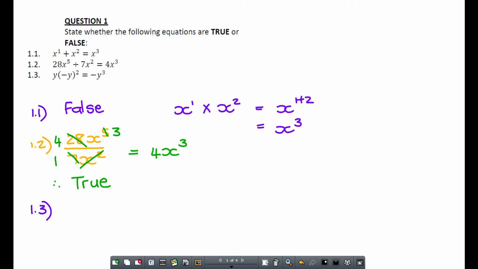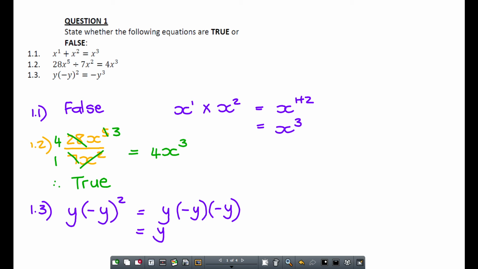1.3. y times negative y to the power of 2. Okay, so let's first work out, what's the first thing, according to BODMAS, that I've got to do here? The brackets. Now, how do I get rid of the bracket? That 2 is actually y and then minus y times minus y. Do you guys agree? Okay, so let's multiply those brackets first.